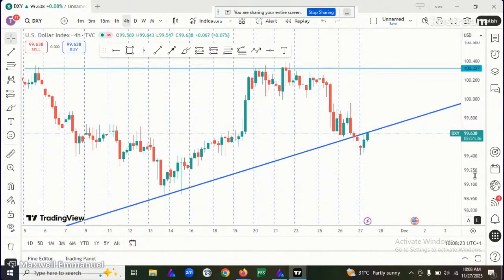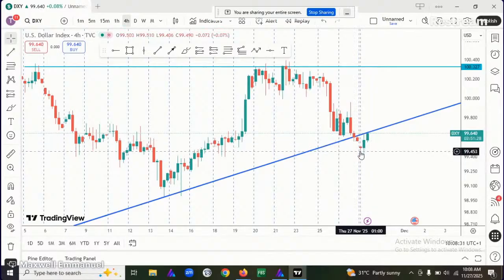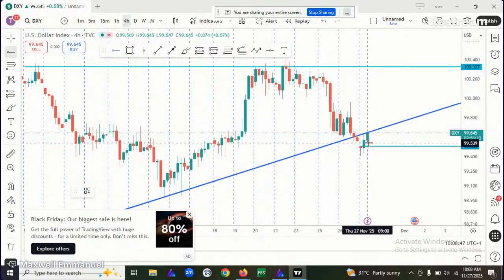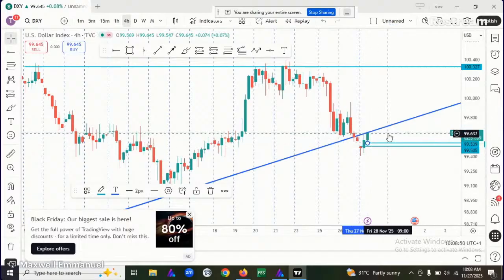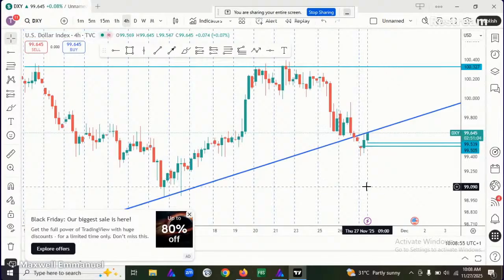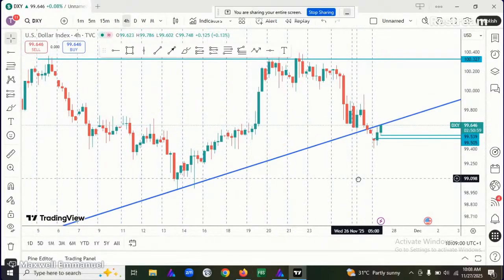So my advice on dollar, if you've not bought dollar since the market opened, I would advise you wait for price to pull back. You can see it has created the fair value gap here. So I would advise you wait for price to pull back to this fair value gap before you buy. That is my take on the dollar.